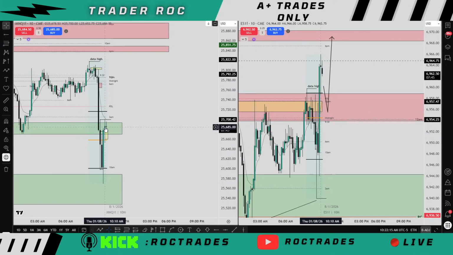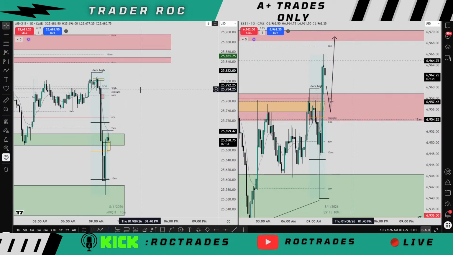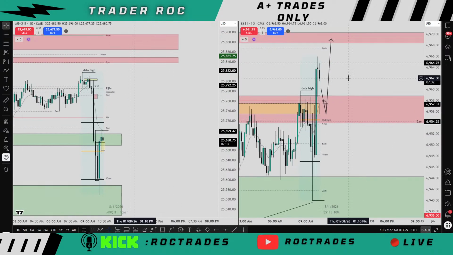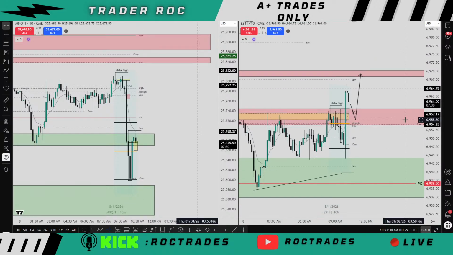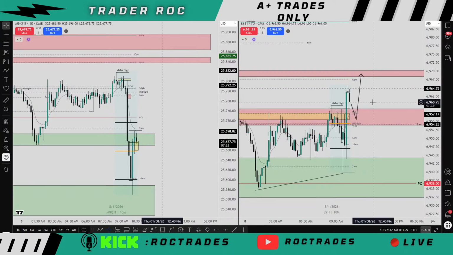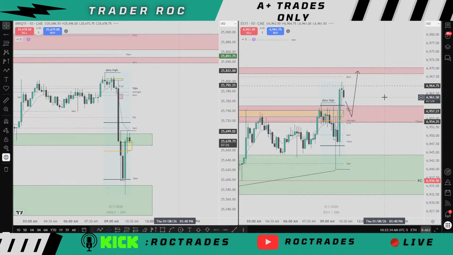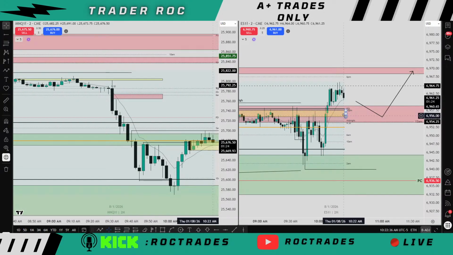Close through it, pull back into it, close above. Now it's this EMA. You wait for price to break this EMA, that should open the door for data highs on NASDAQ. Here goes your selling pressure. Nice. Keep it going. I needed to hit at minimum this red zone here.